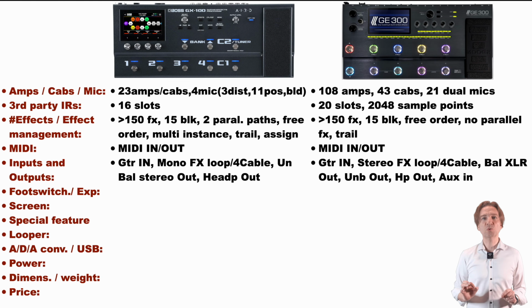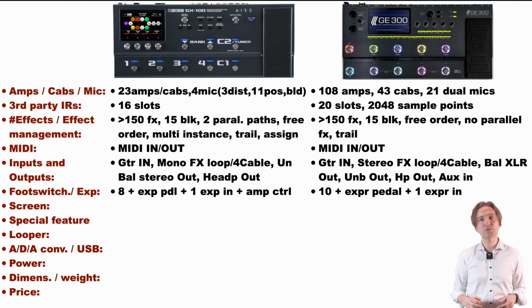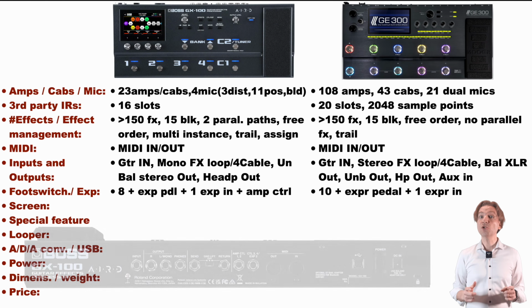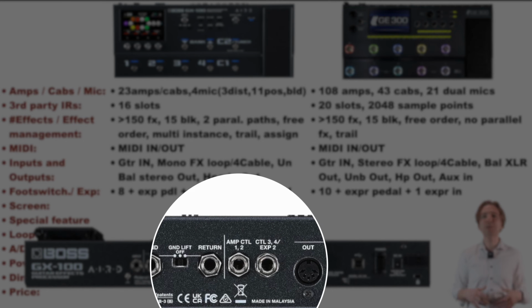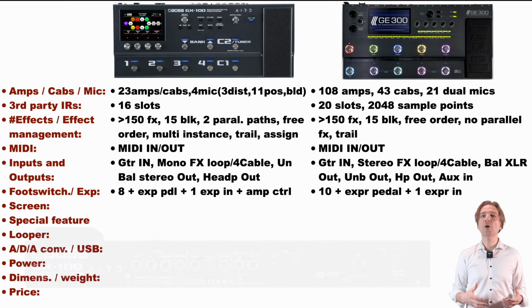As regards the foot switches, the GX has 8 foot switches, an expression pedal and an input for another one. The Boss has also an amp control out to be used to switch the channel of your tube amp. The G300, on the other hand, offers 10 foot switches, an expression pedal and an input for another one. Therefore, here the G300 offers 2 more foot switches, but the Boss offers also the amp control out, which allows us to switch the channel of our tube amps, which can be a pretty handy feature if you want to pair your pedal board with your amp.